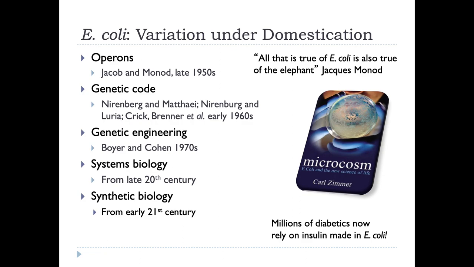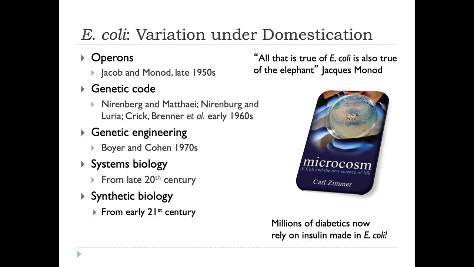Understanding and deciphering the genetic code, all of that took place in E. coli. In the 1970s, genetic engineering took place in E. coli. Boyer and Cohen showed that you could manipulate plasmids in E. coli, you could cut them with restriction enzymes, and then you could ligate bits of DNA into them and propagate them in E. coli. And nowadays, in both systems biology and synthetic biology, E. coli is still the paradigmatic organism, the one that everyone uses.